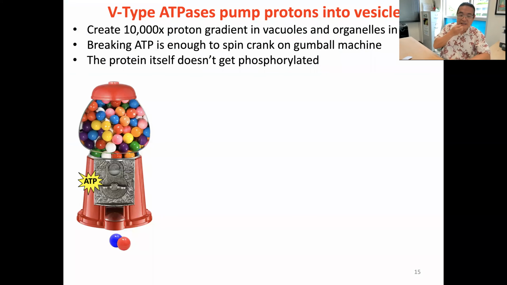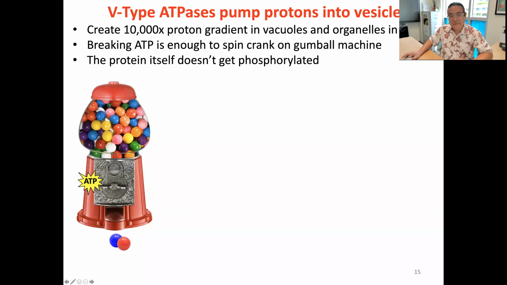All right, so I just wanted to end with this last slide here. So I mentioned V-type ATPases as being ATPases that pump protons, right, into vesicles in your cells to lower the pH, right? These V-type ATPases are incredibly efficient and effective. They can create a 10,000-fold strong proton gradient across membranes in vacuoles and in organelles, right?